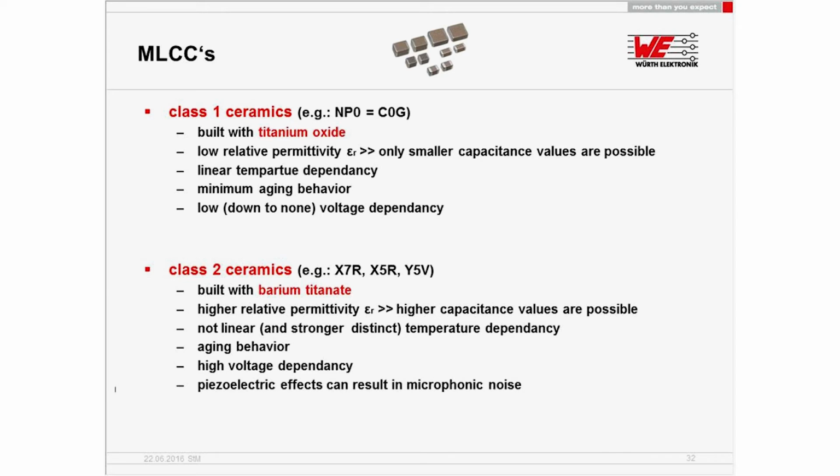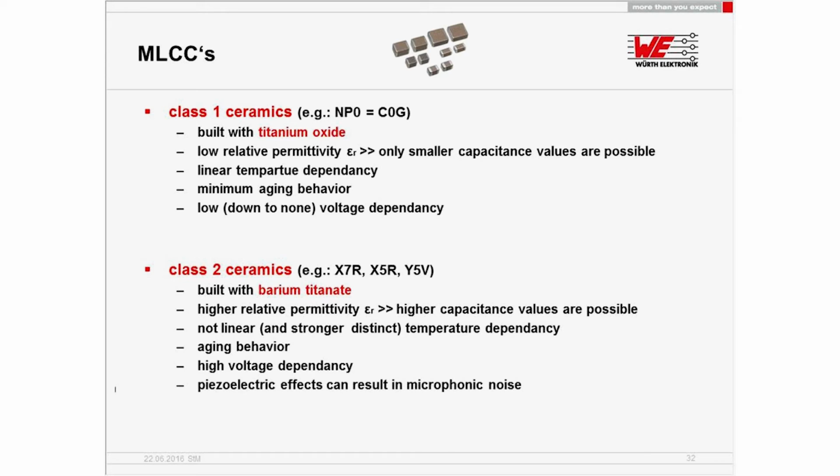This is different for the class 2 ceramics. They're built with barium titanate. They get a high relative permittivity. This means the capacitance per volume will be way higher than you can expect from class 1 ceramics with NP0 or C0G. So with X7R or X5R, for example, you get way higher capacitance values in the same size.